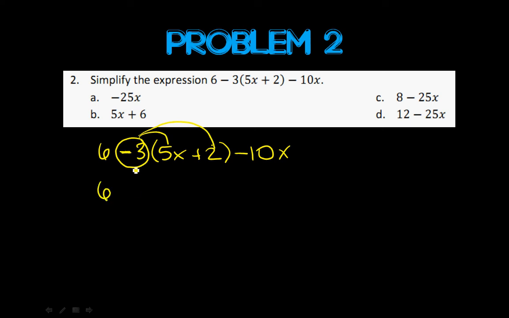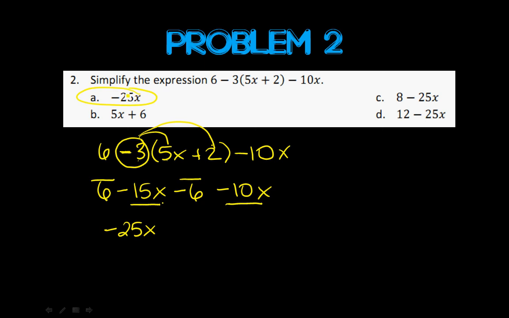So 6 comes down. Negative 3 times 5x is negative 15x, and negative 3 times 2 is negative 6. And then I just carry down that negative 10x. Then the next step is the subtraction and the adding. So I have negative 15x and negative 10x makes negative 25x. And then my other like terms are the 6 and the negative 6, and 6 minus 6 is 0. So I just get A because the 6's drop out.